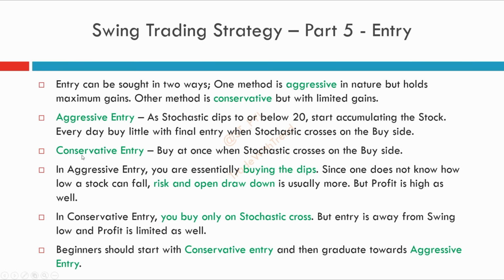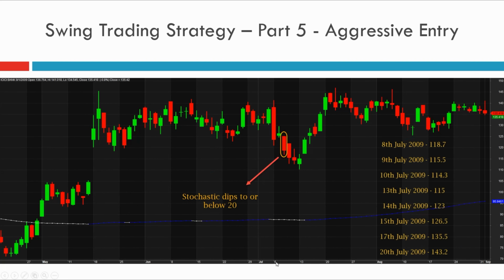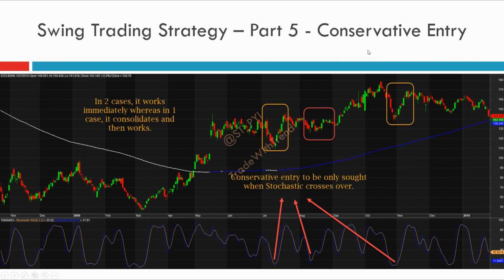So in the conservative entry method, what you do is you buy all the quantity that you want to buy at once whenever the stochastic crosses on the buy side, right? I'll just show you. So this is the conservative part. Under this, whenever the stochastic has crossed here, it has gone into the buy mode. That was at level 123. So at 123, you enter all your positions. That is the conservative entry. Now, why is this conservative? It is because at this candle, when the price is at 123, this swing low automatically becomes your stop loss and your risk is very well defined. All right.